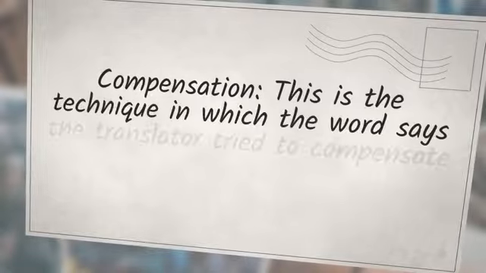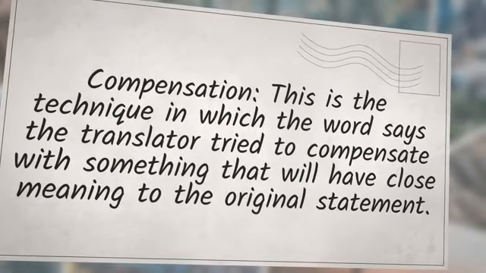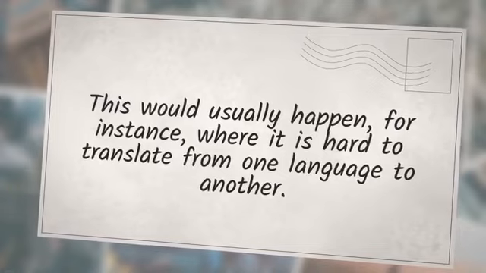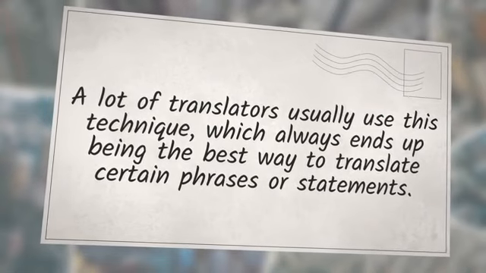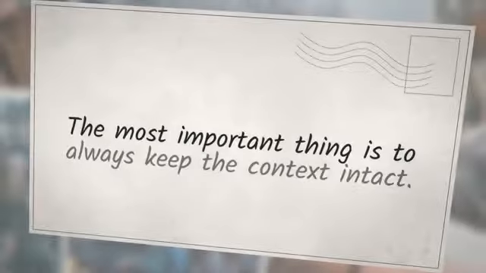Compensation. This is the technique in which the translator tries to compensate with something that will have close meaning to the original statement. This would usually happen, for instance, where it is hard to translate from one language to another. A lot of translators usually use this technique, which always ends up being the best way to translate certain phrases or statements. The most important thing is to always keep the context intact.